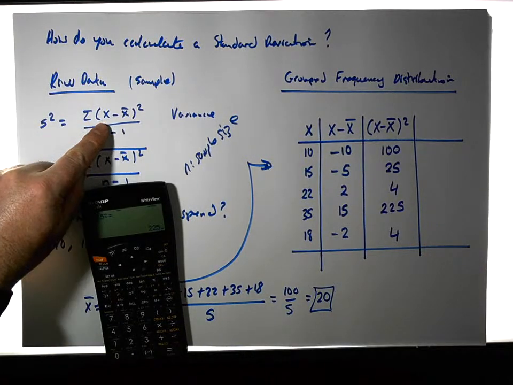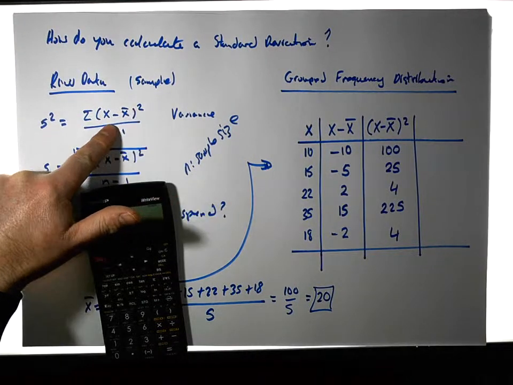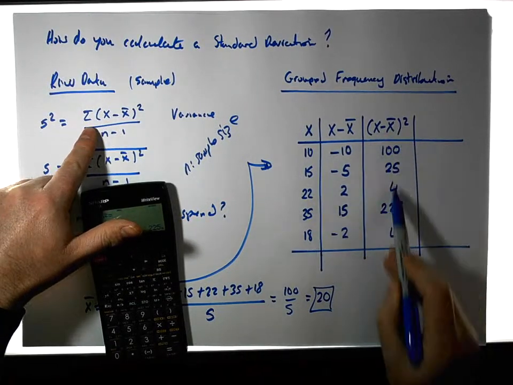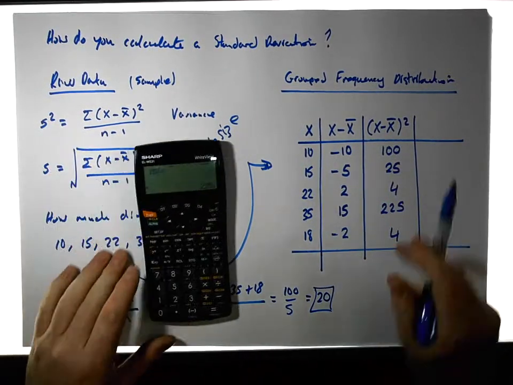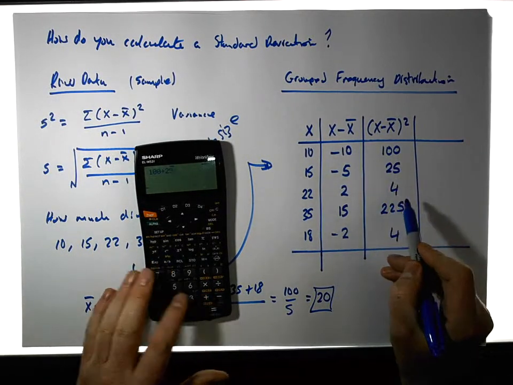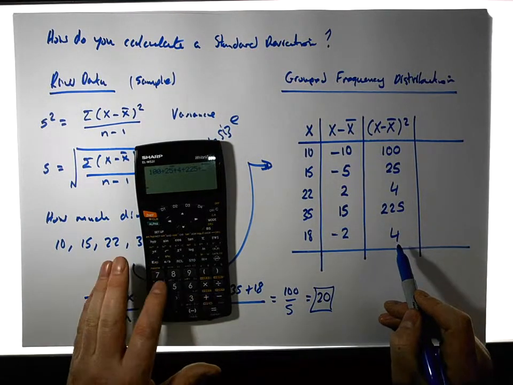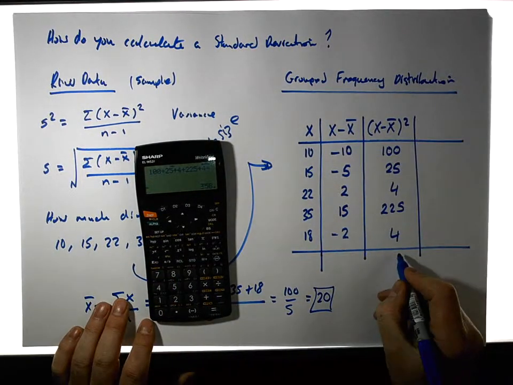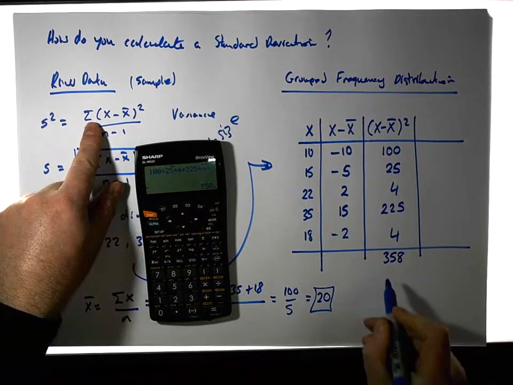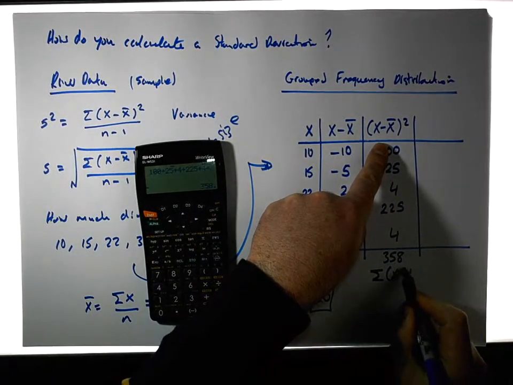So now what we have is, you see the summation is followed by a label, x minus x bar squared. And now we have a column in our table called x minus x bar squared. So what we need to do is sum up that column. So we have 100 plus 25 plus 4 plus 225 plus 4, which gives us a total summation of 358. So this value here is effectively the sum of the column called x minus x bar squared.